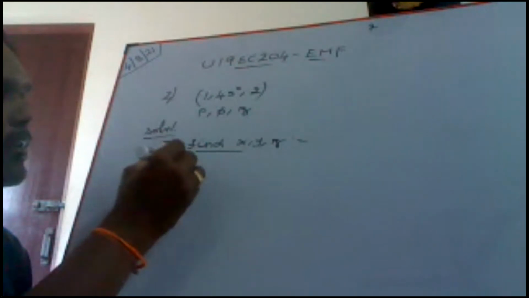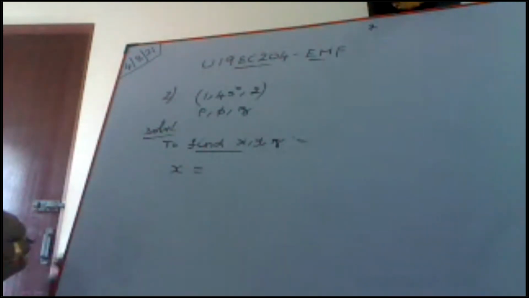So this is what we are doing first, to find x comma y comma z. Can anyone tell the formula to find x? I have given it in the PPT, and I think you have copied it. What is the formula for finding x?